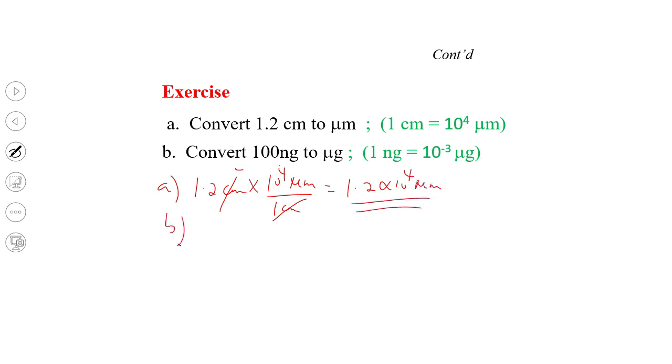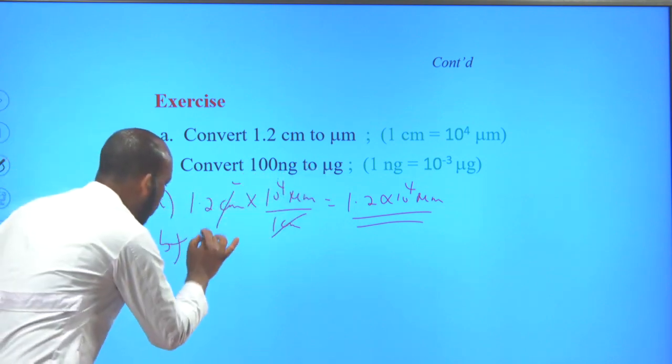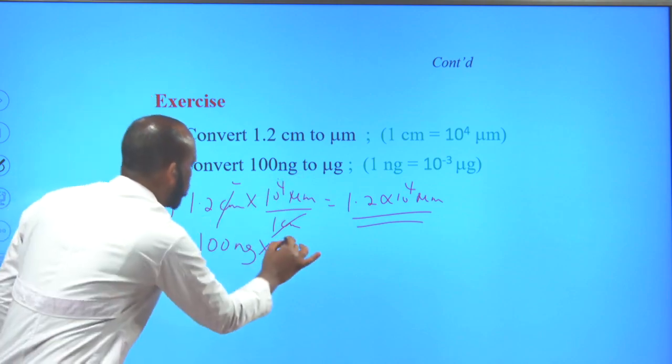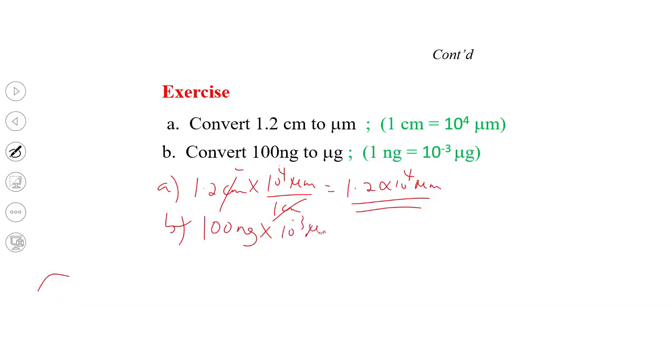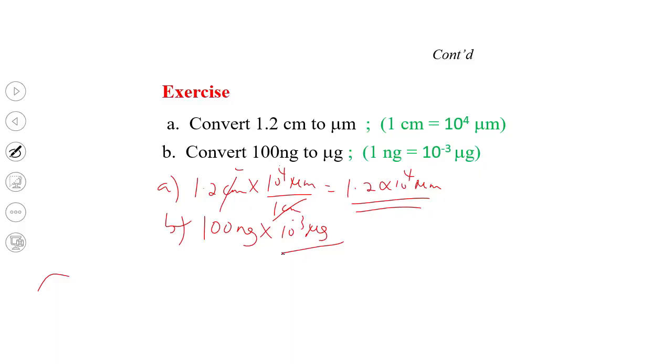B. Convert 100 nanogram to microgram. 100 nanogram times unit of desired quantity, which is microgram, 10 raised to minus 3 microgram, divided by unit of original quantity, which is nanogram, 1 nanogram. Nanogram will be cancelled by nanogram. Now this is the same as 100 times 10 raised to minus 3, which is the same as 0.1 microgram or 10 raised to minus 1 microgram.